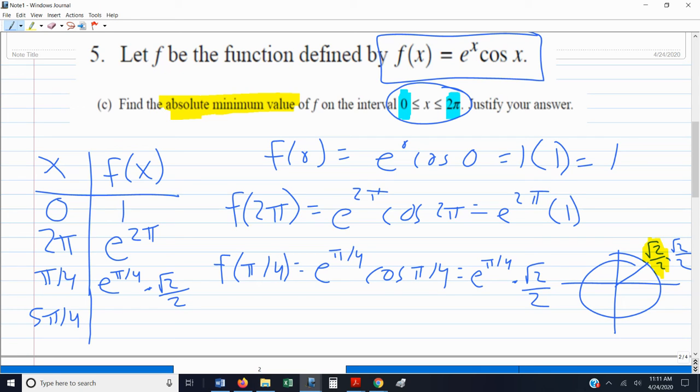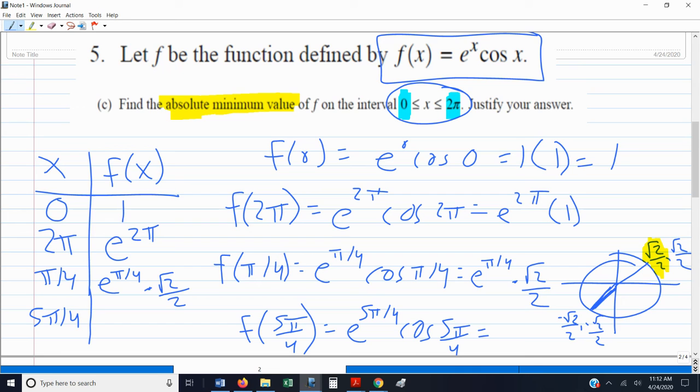Okay, very last one is 5 pi over 4. I love how they did this. So 5 pi over 4, we have e to the 5 pi over 4 and cosine of 5 pi over 4. So we already talked about this being 5 pi over 4. We also already discussed how it's negative root 2 over 2 and negative root 2 over 2.